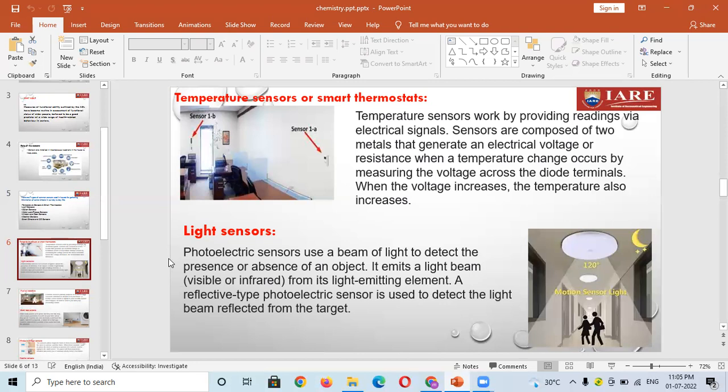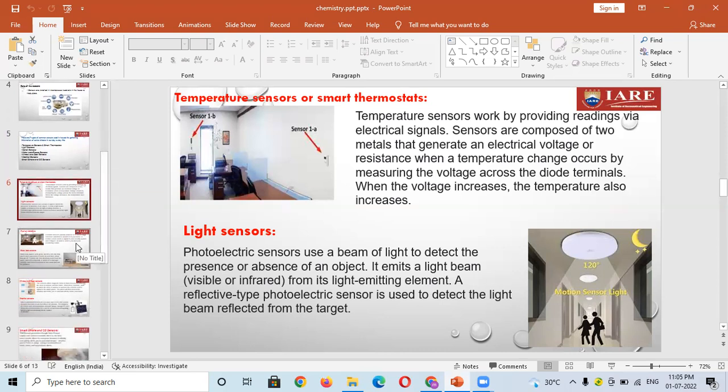This plays a major role in our day-to-day life, as light sensors are used everywhere in colleges, houses, and public places to save electricity. These photoelectric sensors are used for automatic lights, by using motion sensor lights.